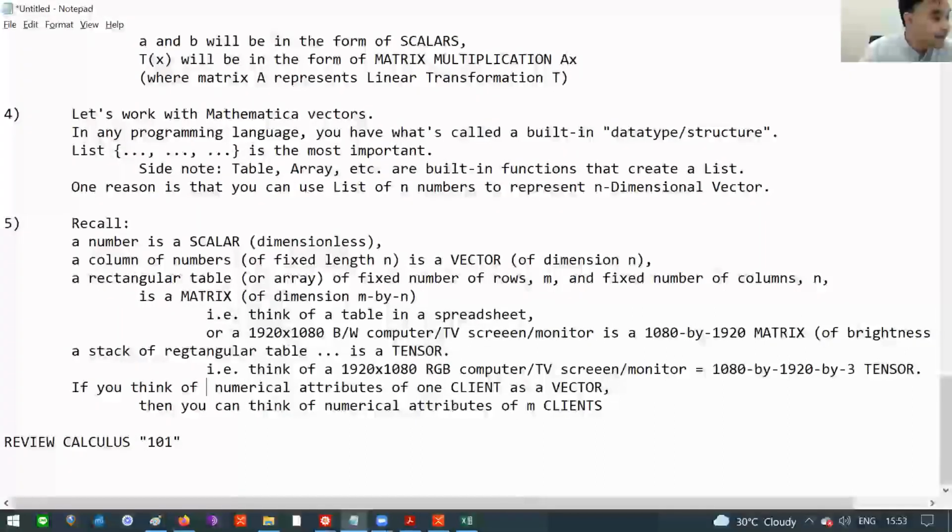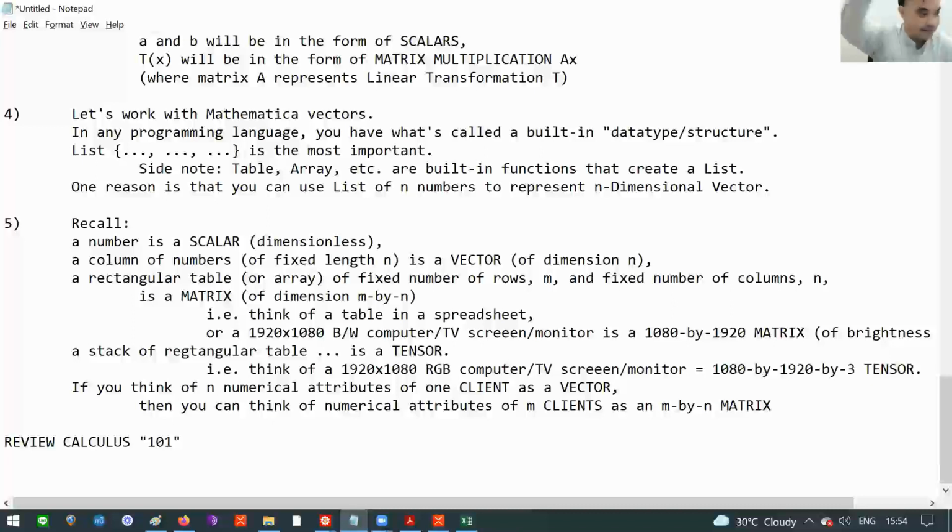Okay, let's think of Excel. Let's say you have n attributes, and you have m clients as an m by n matrix, right? Because you have m clients, each of them has n attributes.